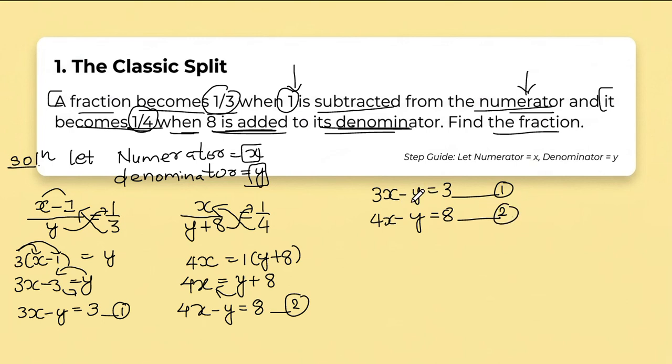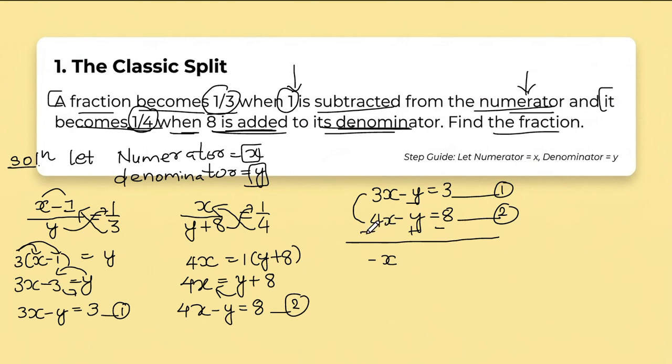Okay, so you can see that in both equations we have the same minus y. If you change the sign of the second equation, 4x is plus, so it becomes minus. This is minus, so it becomes plus, and this is plus, so it becomes minus. So by just subtracting the equations, 3x minus 4x, which is minus x, and minus y plus y will get cancelled.